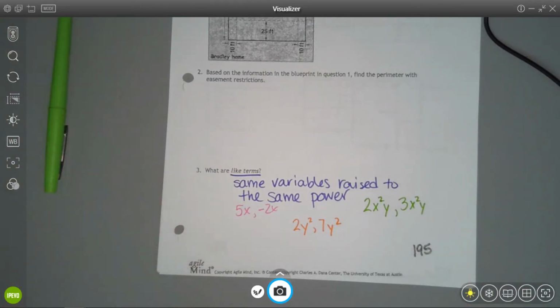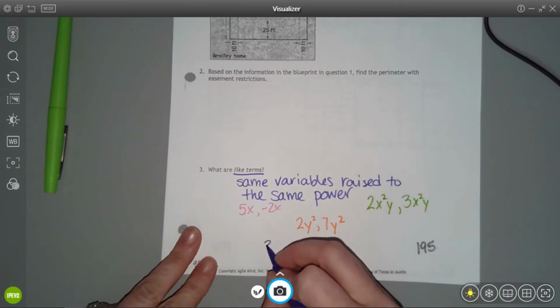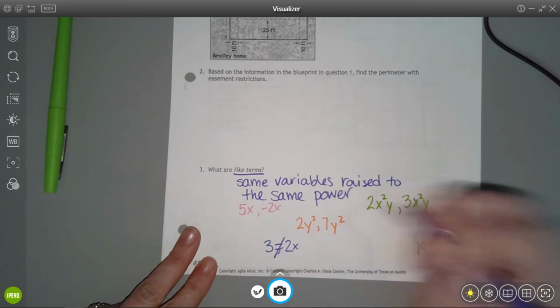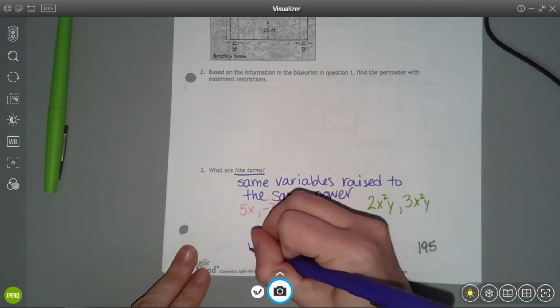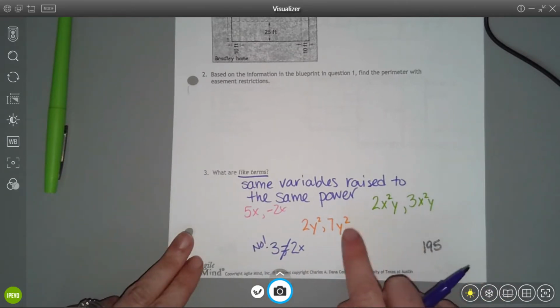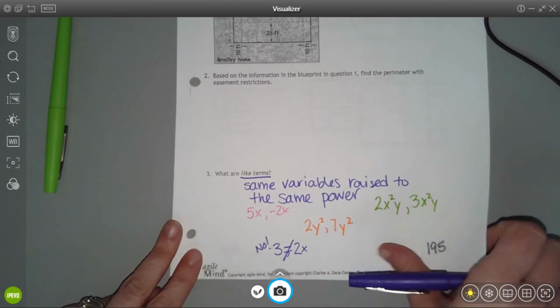What are not like terms? This would be like a 3 and a 2x. No. Okay? This one doesn't have an x, and this one has an x. They're not like terms. Like terms have to have the same second half to them.